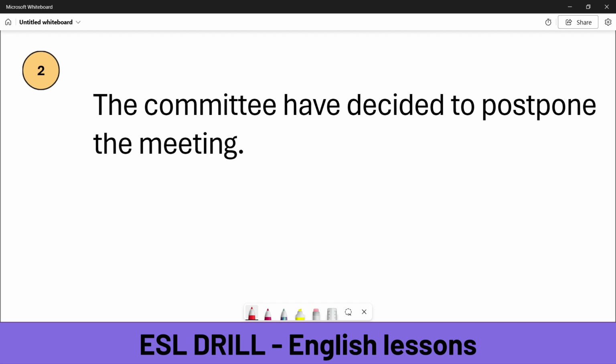Now, here is the second one. The committee have decided to postpone the meeting. So, can you spot the error here? Yeah, maybe you have guessed it correctly. The problem is here. "Have." What is wrong here? Now, again, the problem is with the subject and verb agreement. This "have" is the verb and the committee is the subject.